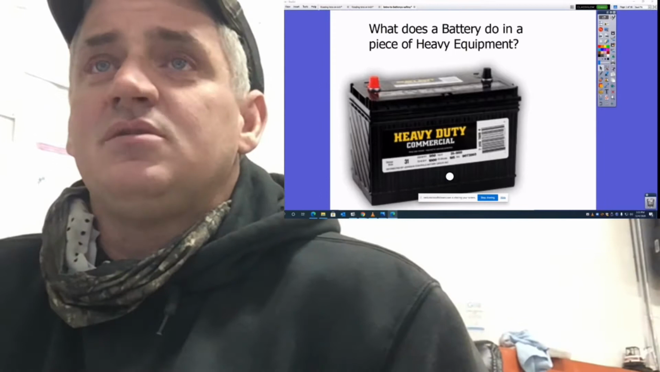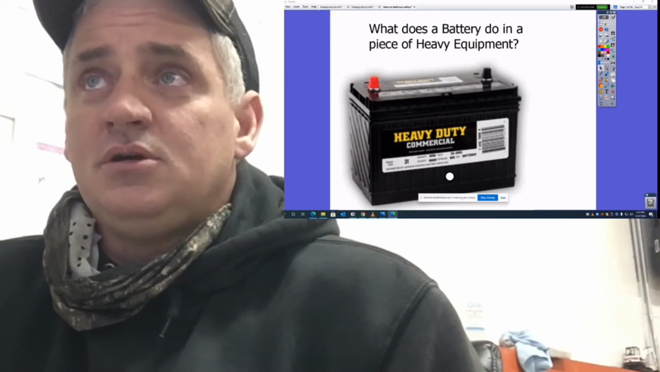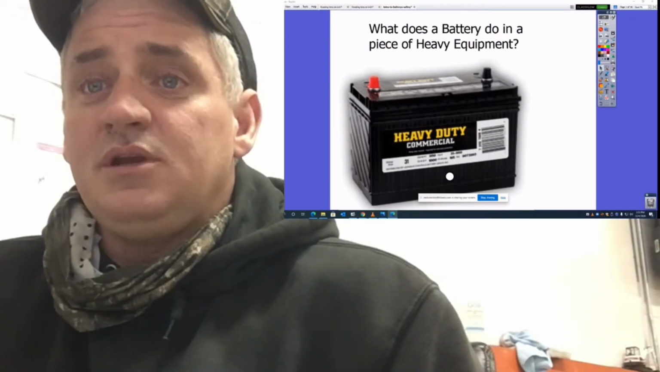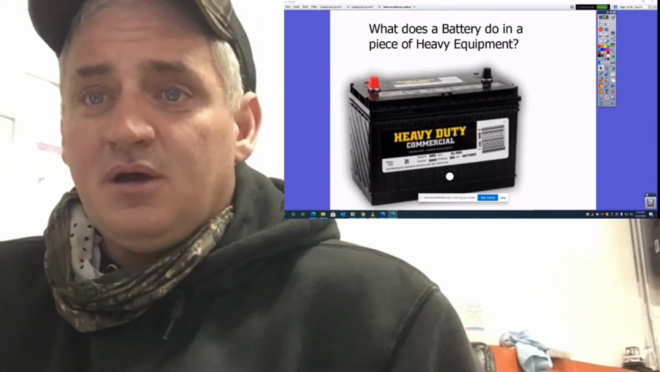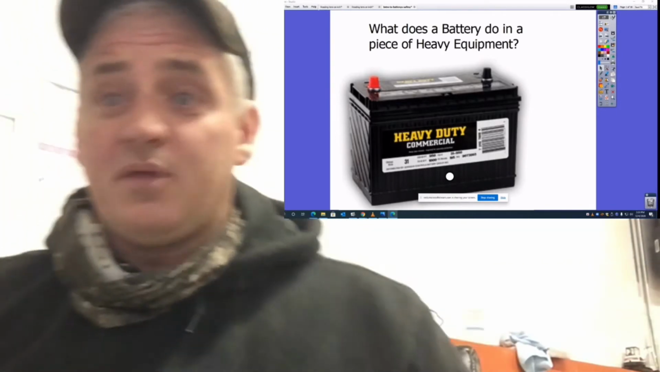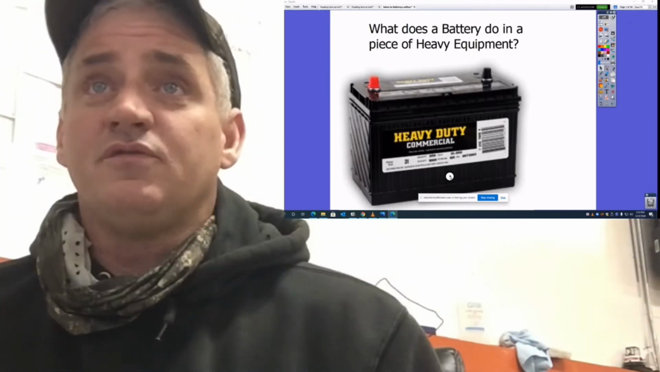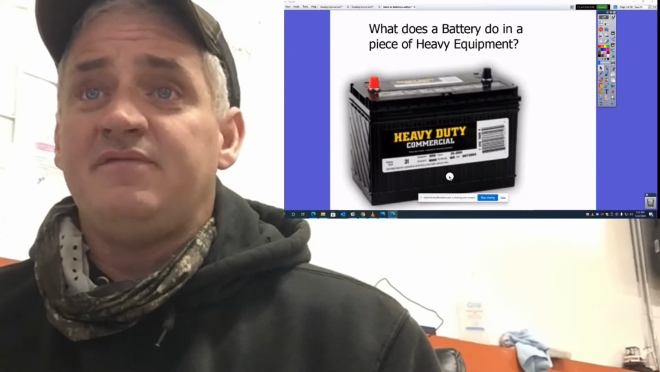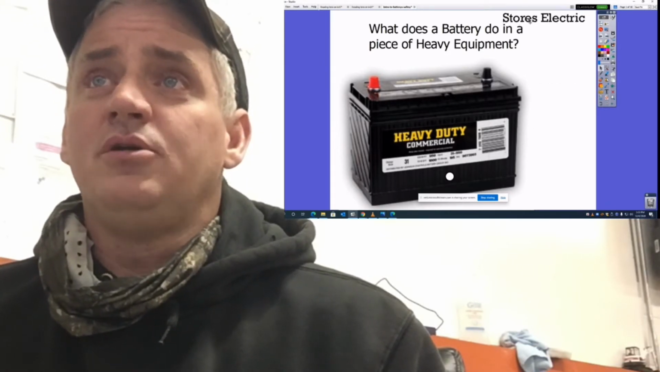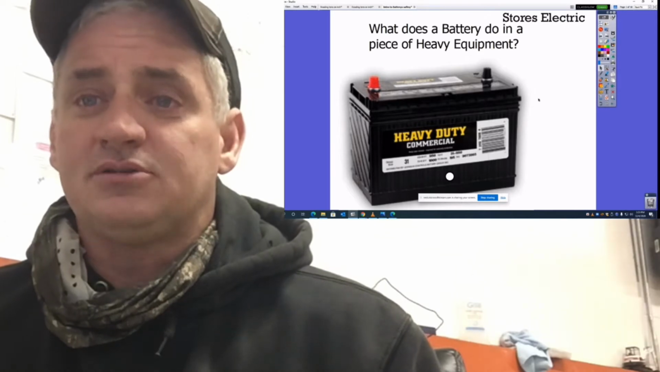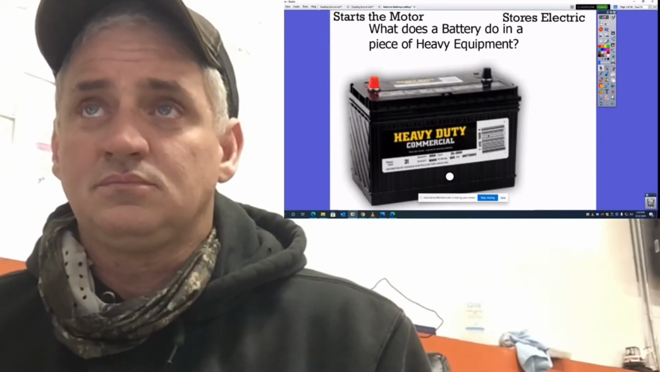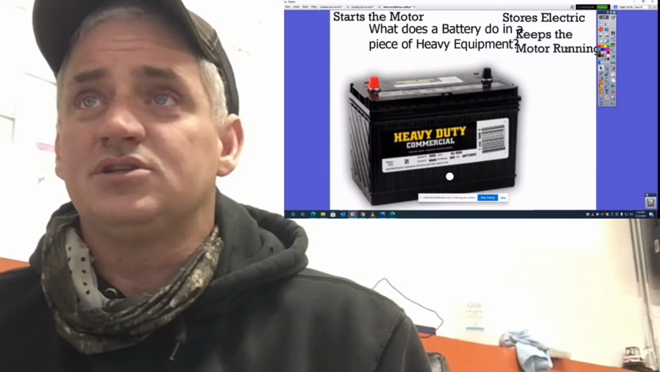Proper identification of batteries is very, very important. We deal with batteries all the time, but you actually need to understand what a battery does in a system first. So first, what does a battery do in a piece of heavy equipment? Most people don't know this, but it actually stores electricity. So when you crank it over, it's used to start the motor.